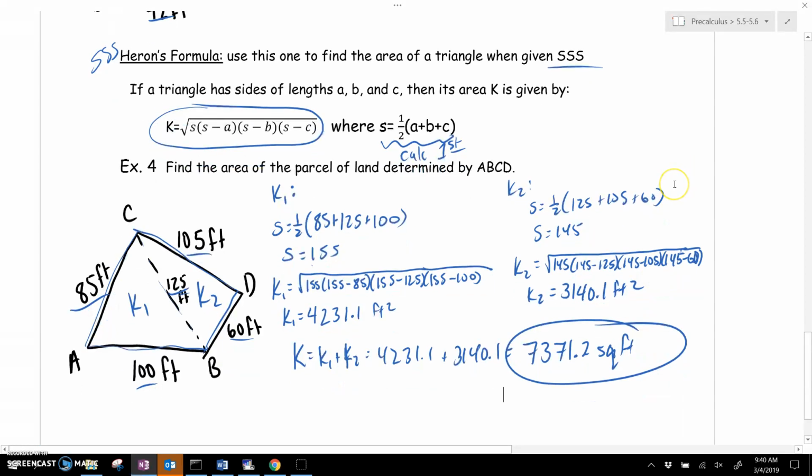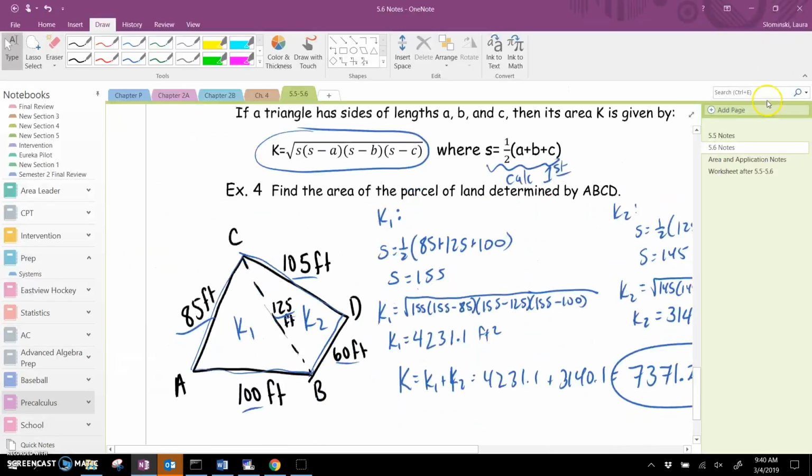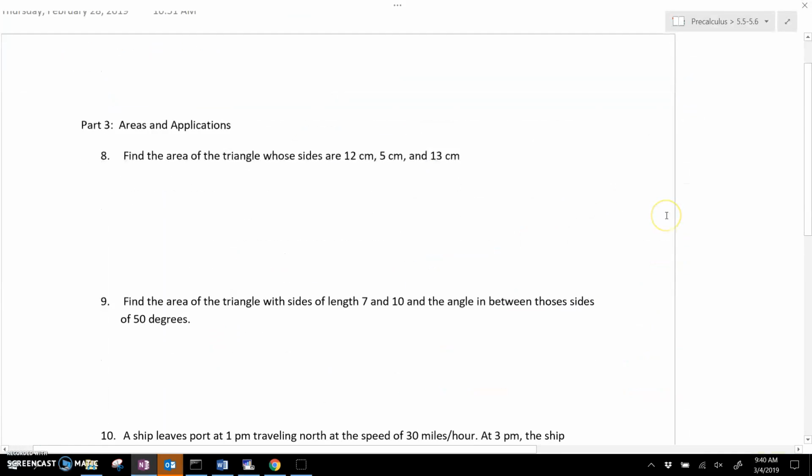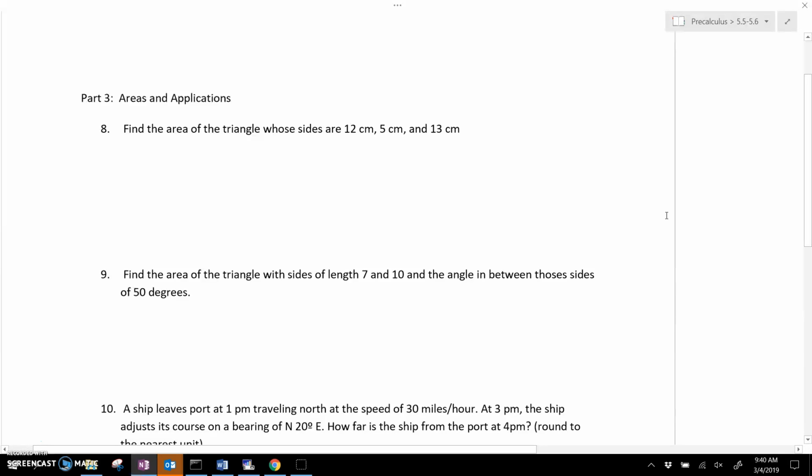So at this time, I want you to go to the back side of your assignment chart and find where it says Part 3, Areas and Applications. So it should look like this. And I want you to try numbers 8 and 9. Those are your guided practice. So pause the video, try those, and then come back and check your answer.